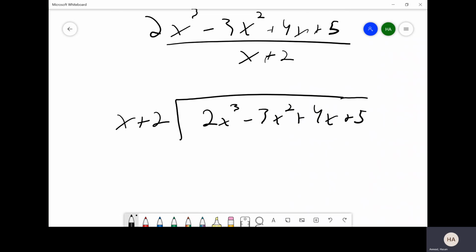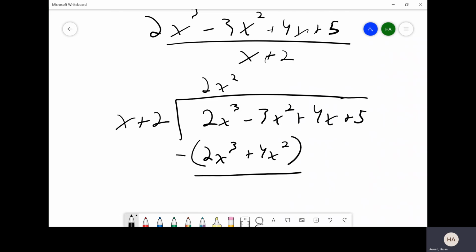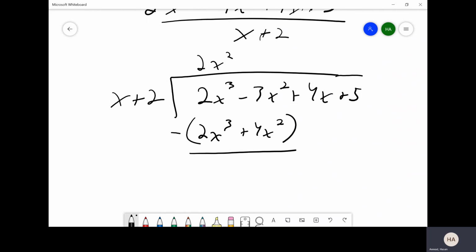So we ask, what do we need to multiply x by to give us 2x cubed? The answer is 2x squared, right? Now we take that 2x squared and multiply it by the entire divisor, x plus 2. So we have 2x cubed here, and then 2x squared times positive 2 gives me a 4x squared. And we subtract the whole thing. So 2x cubed minus 2x cubed cancels out, and we have negative 3x squared minus 4x squared.